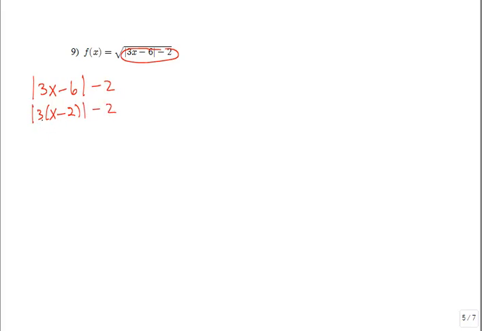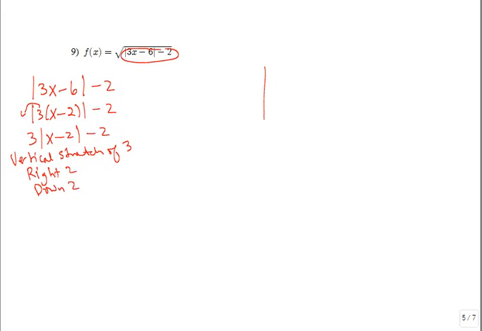And then it's my preference to pull that 3 all the way out, because absolute value of 3 just stays 3. So I am allowed to pull that out. So this has a vertical stretch by a factor of 3. Then it's going right 2 and down 2. So let's draw that. We're going to go right 2 and down 2 to get our new vertex of our V shape.